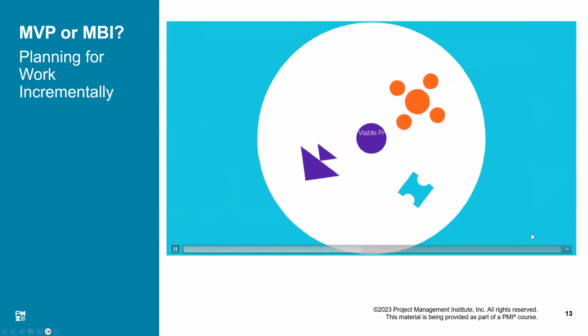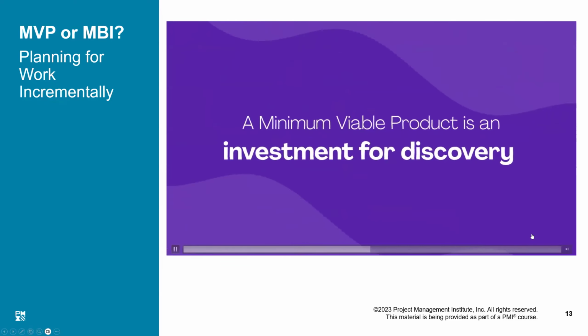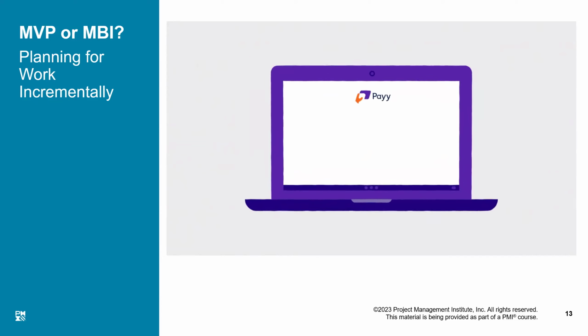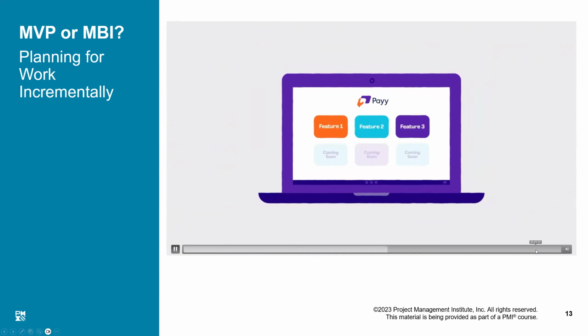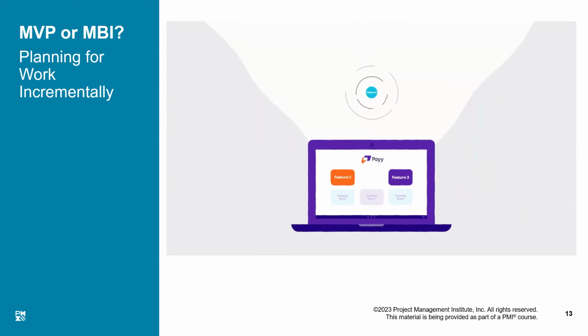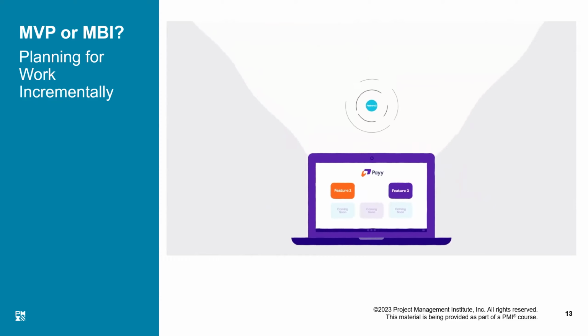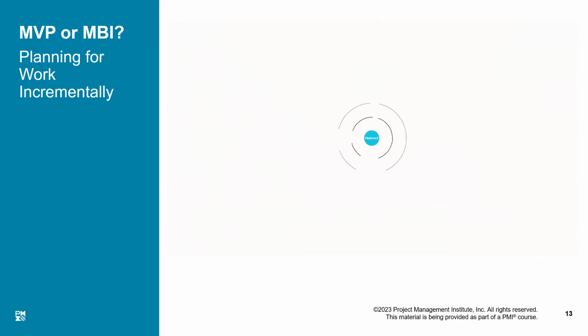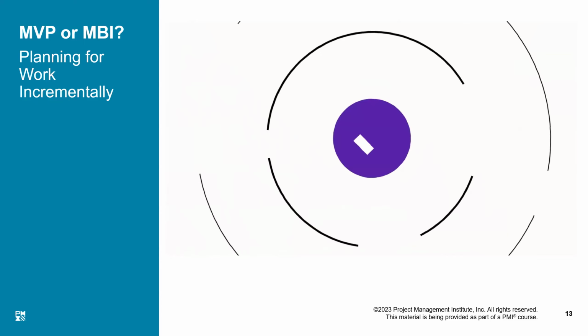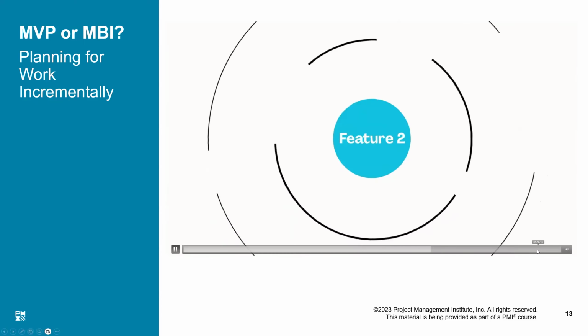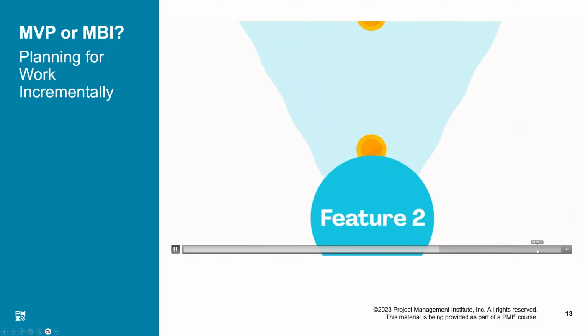Because a minimum viable product is an investment for discovery. If you're expanding or enhancing an existing product or service, you probably should release a minimum business increment. A minimum business increment is the smallest releasable chunk of value that makes sense from a business perspective. A minimum business increment is an investment for revenue.